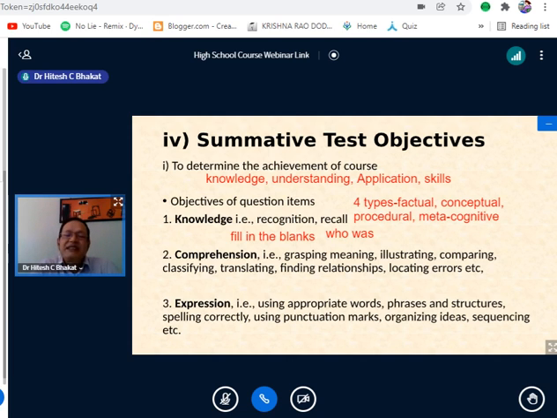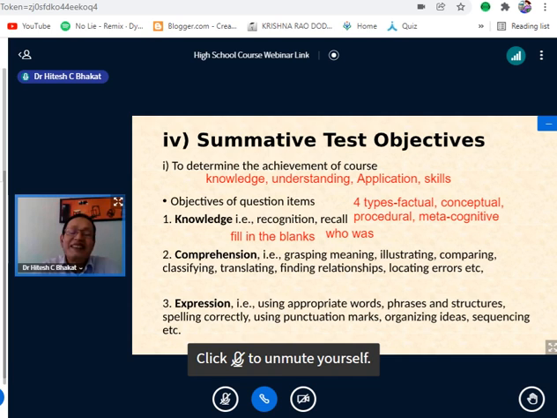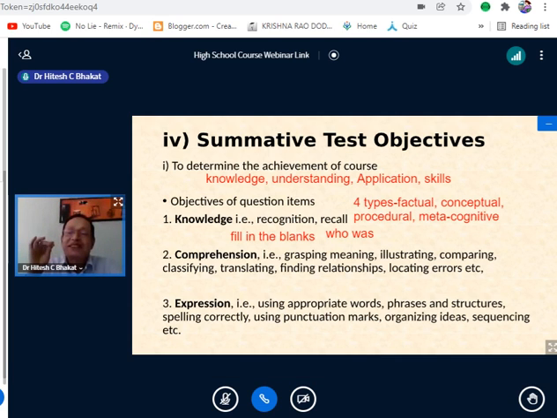And then finally, the last objective is what is called expression. Expression means using appropriate words, phrases and structures when we speak or when we write. Oral expression is speaking, and written expression is writing. So expression refers to using appropriate vocabulary items, phrases, expressions and structures, and doing it correctly: spelling correctly if it is writing, pronouncing correctly if it is oral, using punctuation marks in writing and appropriate pauses in oral communication. Whether oral or written, it also means organizing ideas, logical ordering of the ideas, and putting them in the right sequence. So this is what we mean by expression.